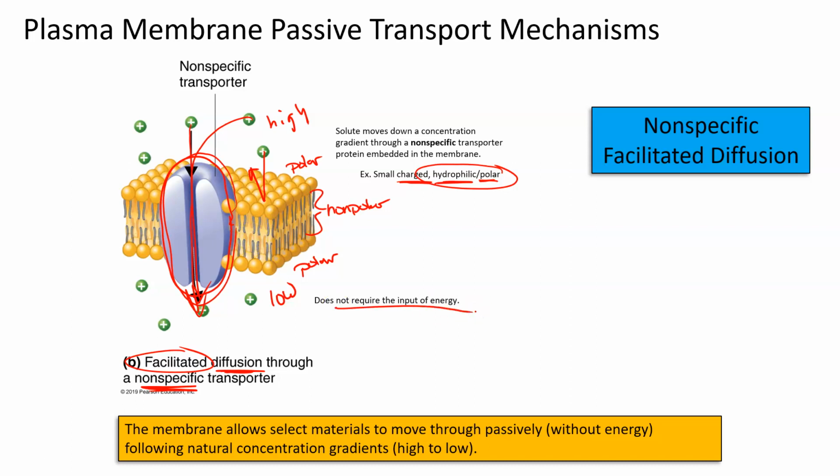Again, it's a passive transport mechanism. It does not require energy, and it is going to flow in one way from high to low down a concentration gradient until, again, equilibrium is reached. Okay.